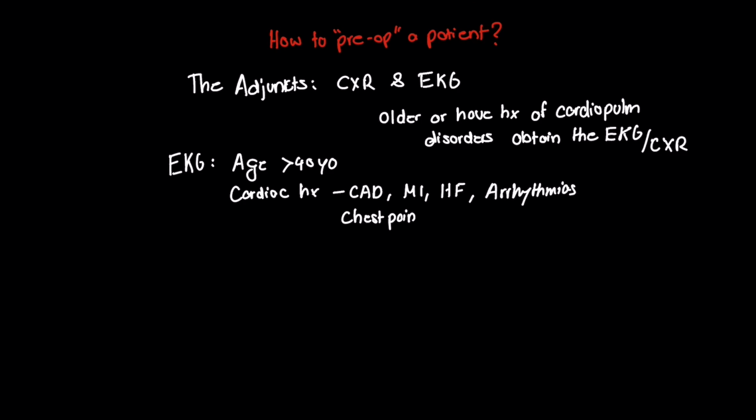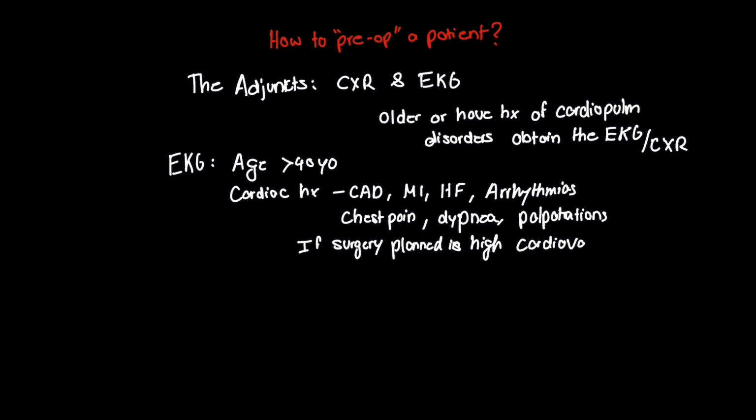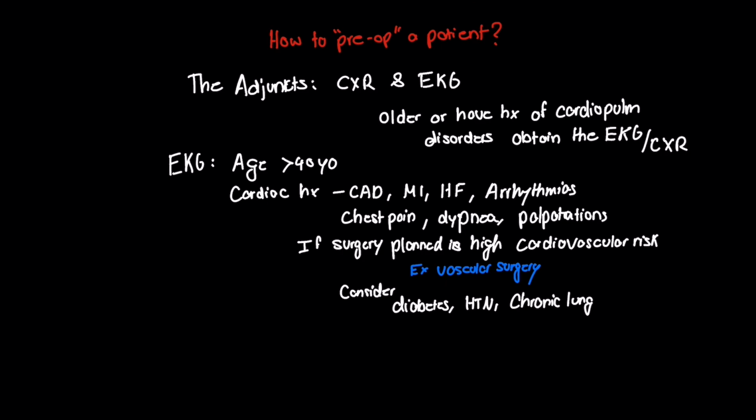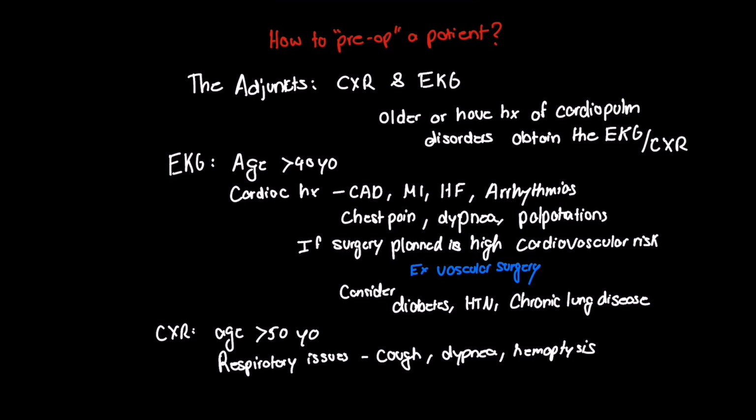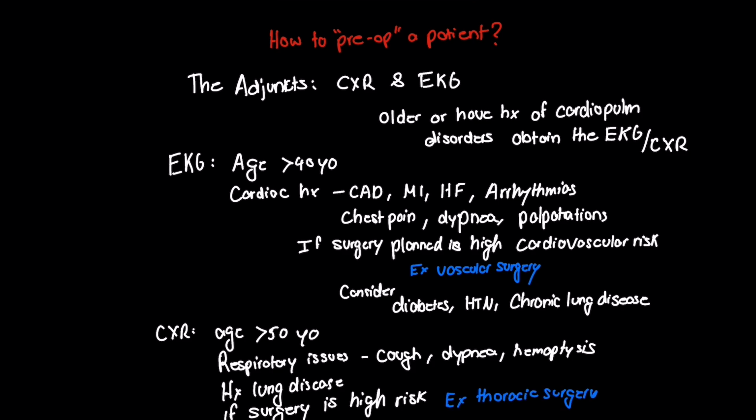If they have any type of chest pain, dyspnea, or palpitations, or if the surgery you're planning has a high cardiovascular risk, such as vascular surgery, and consider comorbidities such as diabetes, hypertension, chronic lung disease. For the chest x-ray, here the age threshold is 50. If they have any respiratory symptoms such as persistent cough, dyspnea, or hemoptysis, if they have a history of lung disease, if the surgery is a high-risk procedure such as a thoracic surgery in the chest or upper abdominal surgery.